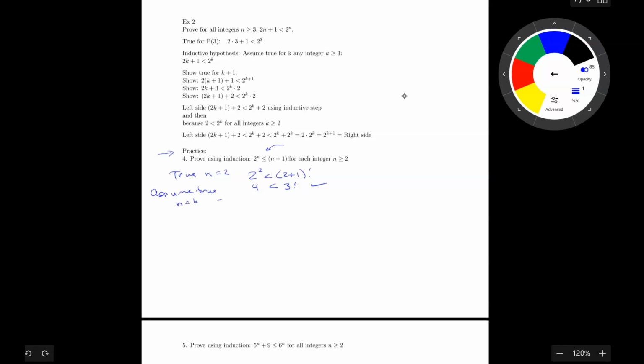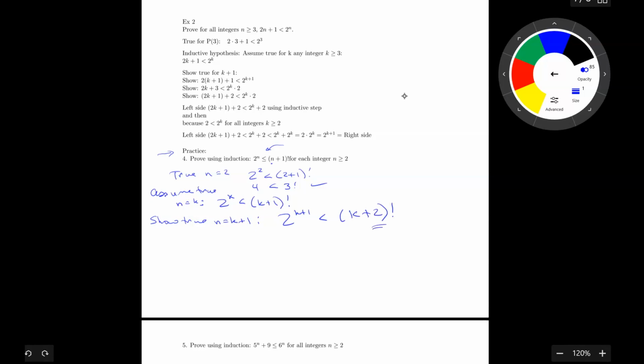Okay, so I assume true for n equals k. So I get 2 to the k is less than k plus 1 factorial. I'm going to use that, right? Okay, so I want to show true for n equals k plus 1. So I get 2 to the k plus 1 is less than, if I put k plus 1 in here, I'll get k plus 2 factorial.